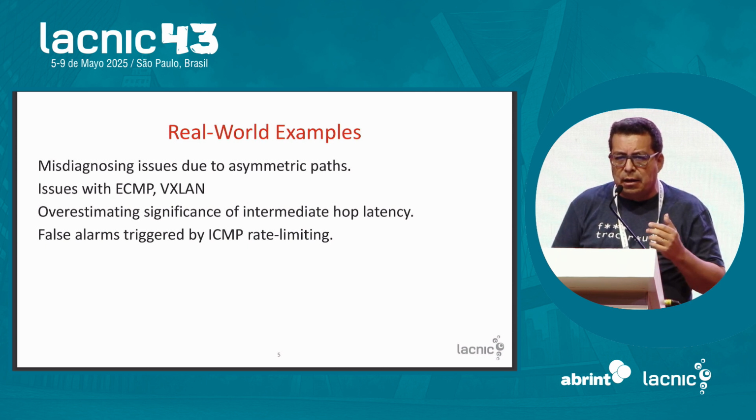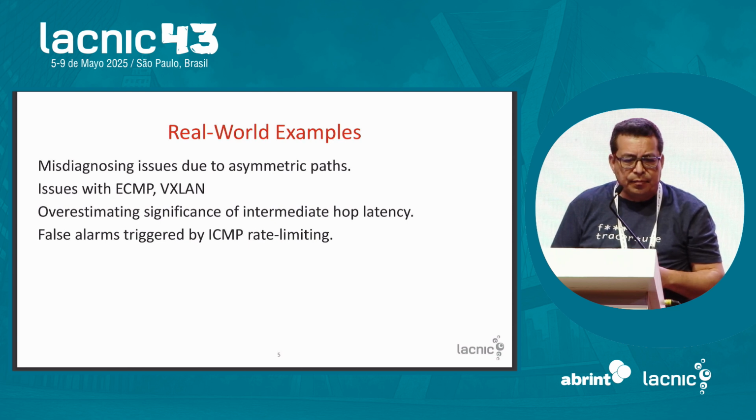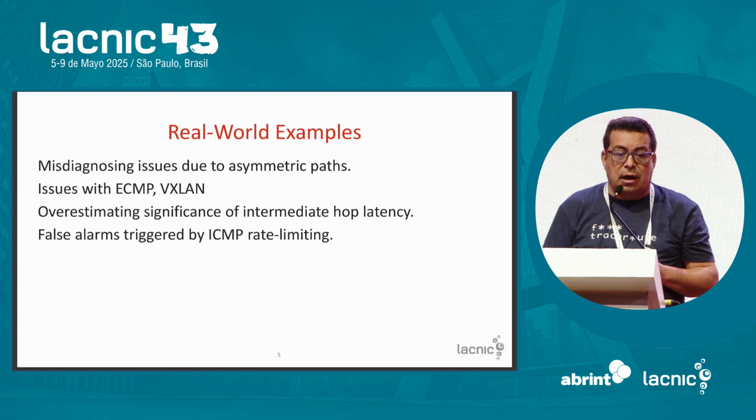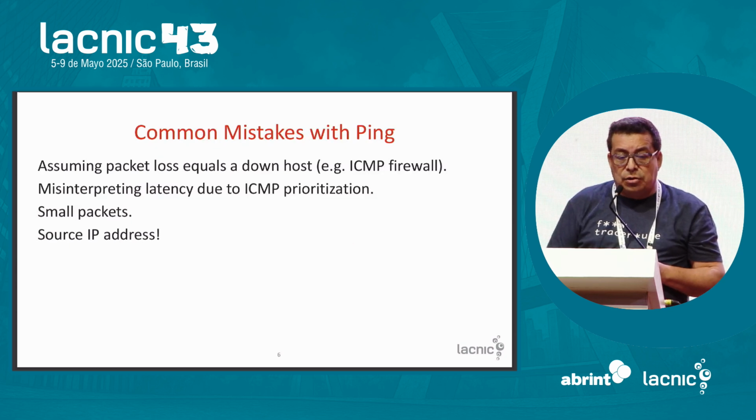Many of these confusions are because we don't fully understand that the internet has asymmetrical paths. What goes in one direction does not necessarily come back along the same path. There are hops that you might have seen with MPLS. That is a typical case. Also, overestimating the meaning of intermediate hop latency, and the false alarms that are triggered by ICMP rate limiting.